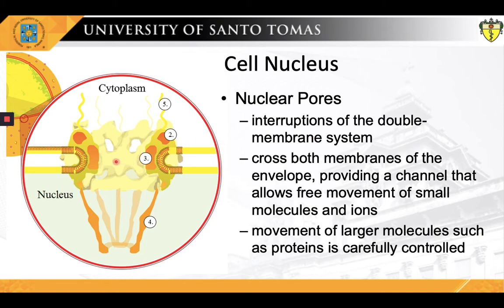The nuclear pores. Because the nuclear membrane is impermeable to most molecules, nuclear pores are required to allow movement of molecules across the envelope. These pores cross both membranes of the envelope, providing a channel that allows free movement of small molecules and ions. The movement of larger molecules, such as proteins, is carefully controlled, and requires active transport facilitated by carrier proteins. Nuclear transport is of paramount importance to cell function, as movement through the pores is required for both gene expression and chromosomal maintenance.